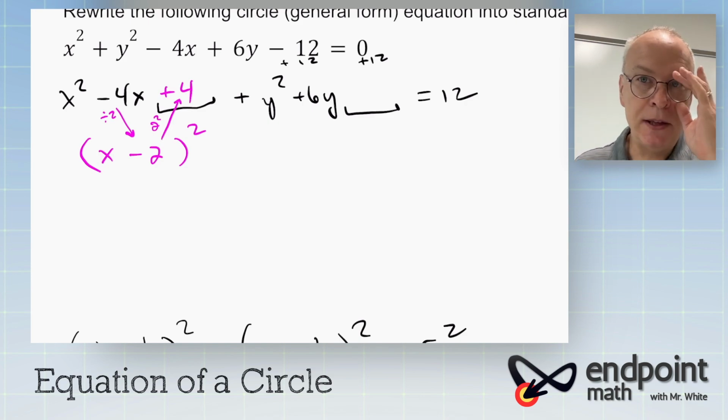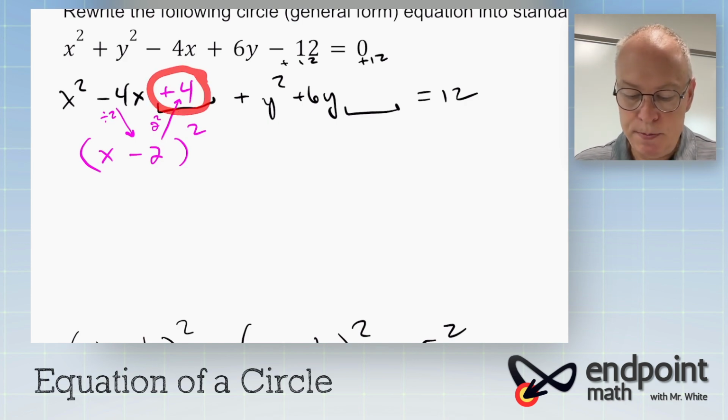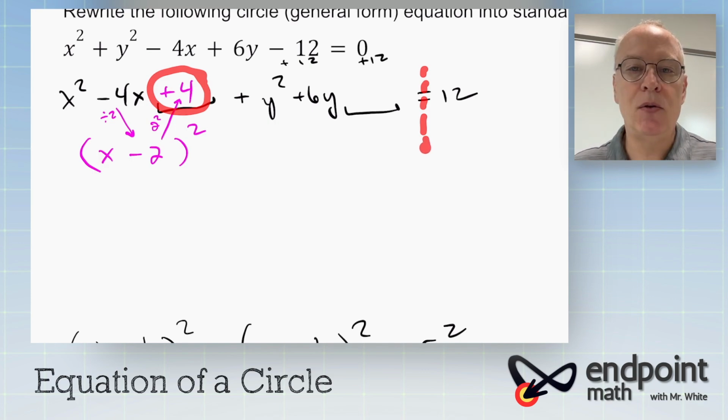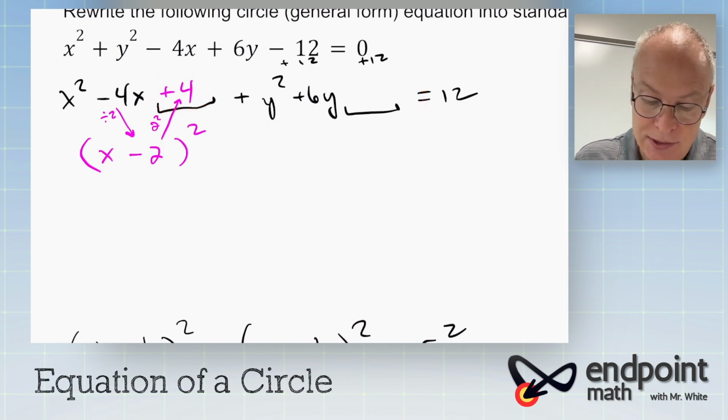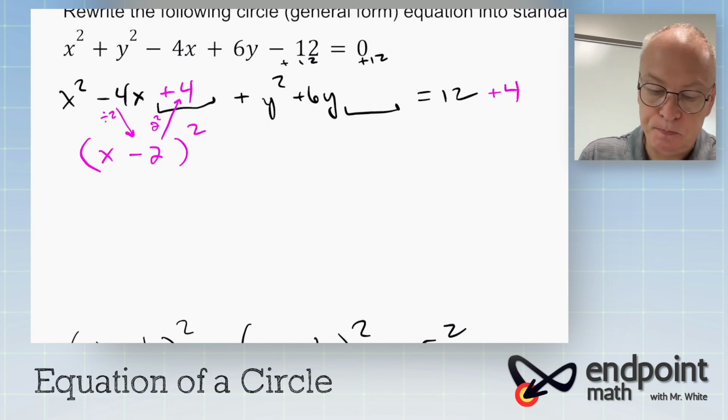Now, your mathematical spidey sense ought to be going off that we just put 4 on the left side of an equation. We're not allowed to do that unless we do what? We balance it with a 4 on the right side as well. So I have to put a plus 4 over there.